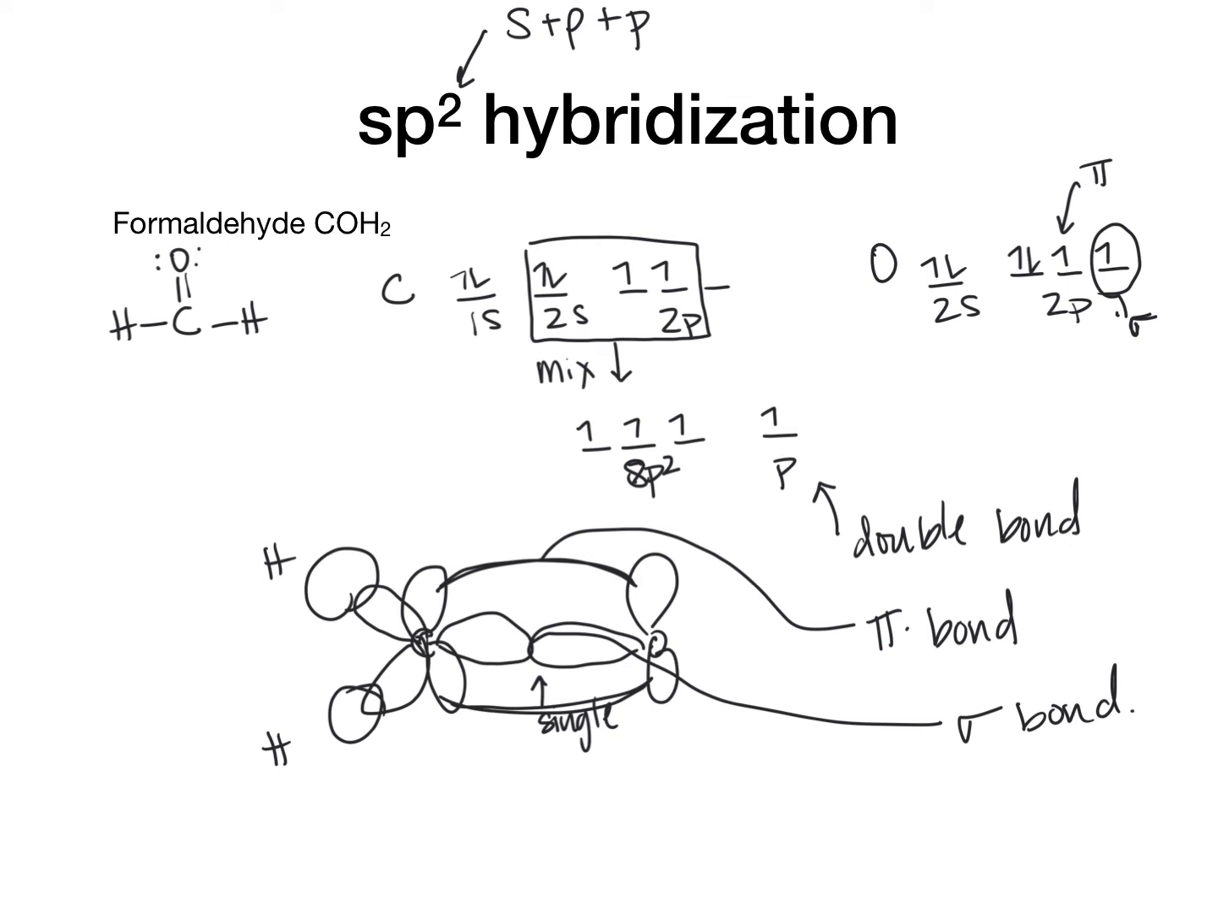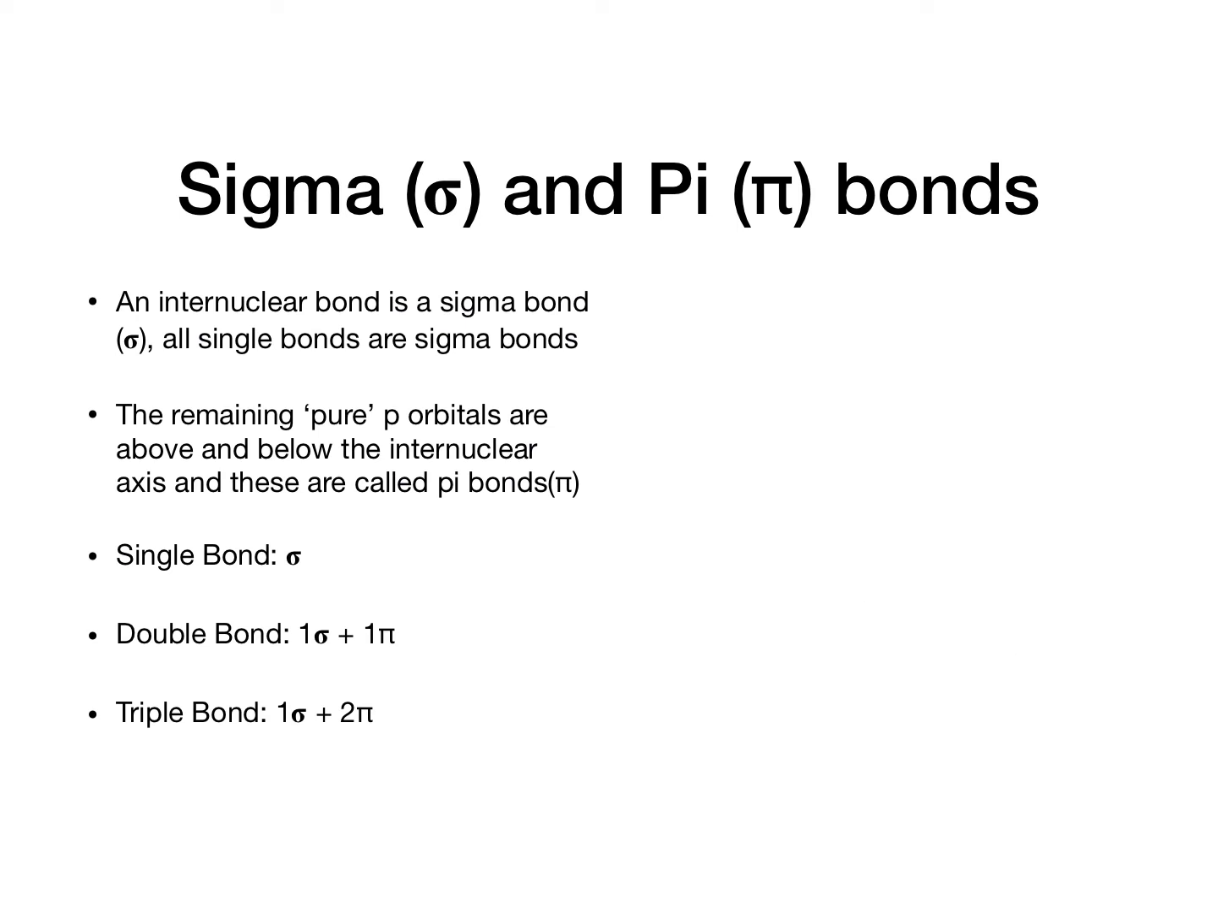So let's look a little bit more in depth at what sigma and pi mean. So an internuclear bond, so a regular bond, is a sigma bond. So all sigma bonds are single bonds. When we start to think about double and triple bonds, these are going to be composed of one sigma and one pi, or one sigma and two pi. So if we were to think about an interaction between two lobes, where we have an atom here, regardless of what its hybridization is, this is a sigma bond. It's along the internuclear axis.